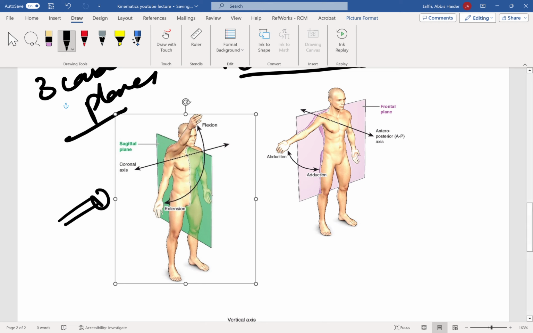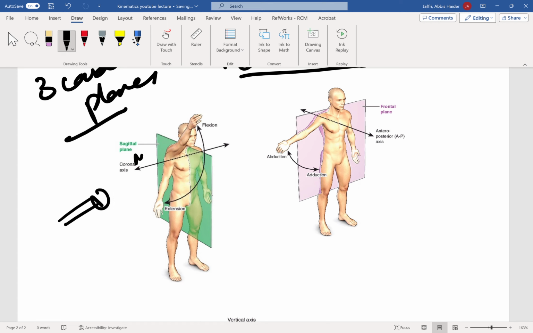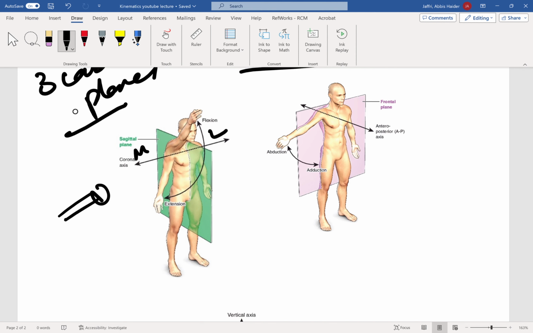You can see this green shadow here. These are all sagittal motions. So sagittal plane motions are happening in the frontal plane, sorry, sagittal plane motions are happening front and back, and they're happening at the axis that is your coronal axis, or this is also called mediolateral axis. Okay, so that's how they are happening.